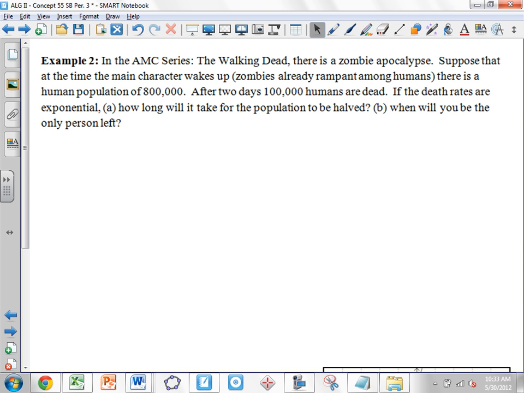In the AMC series The Walking Dead, there is a zombie apocalypse. Suppose that at the time the main character wakes up, zombies are already rampant among humans. There is a human population of 800,000. After 2 days, 100,000 humans are dead. If the death rates are exponential, how long will it take for the population to be halved? When will you be the only person left?